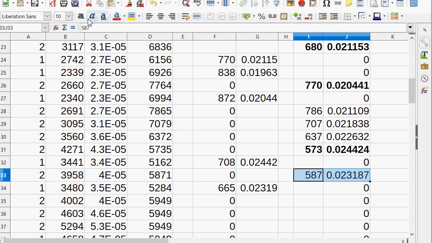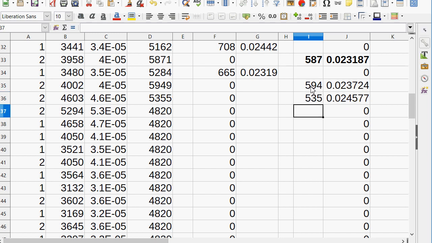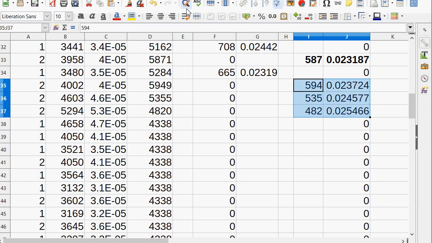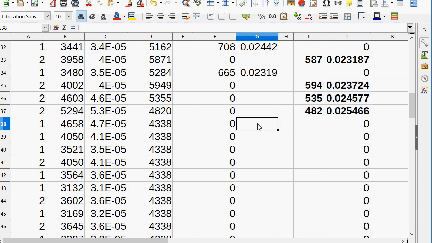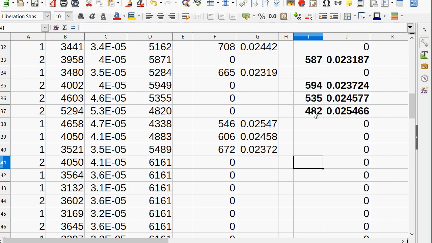Bold that. And then we'll put some sells in. We'll go 594, 535, 482. And then all three of them are going to buy back. So I might as well just bold them all. And then go equals the recent one, equals the one before that. Because again, when you're buying back, if you sold for 0.023724 Bitcoin, spend 0.023724 Bitcoin back. And there we have it there. Nice little trade. So we were selling 482. Now we're going to be moving it up to 616.